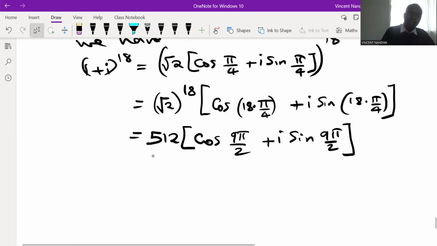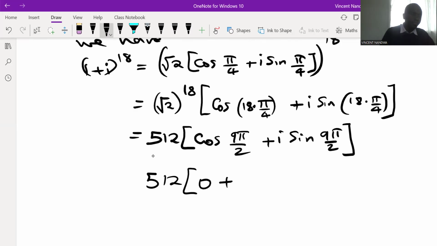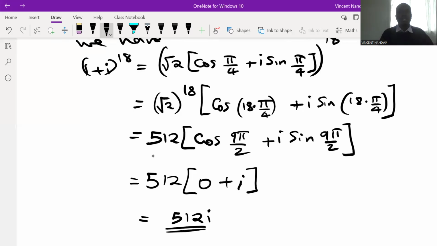So when we evaluate, cos of 9 pi over 2 is 0, plus sine of 9 pi over 2 is just 1. So multiplied by I, you get I. So this will be simply 512 I as our final answer.